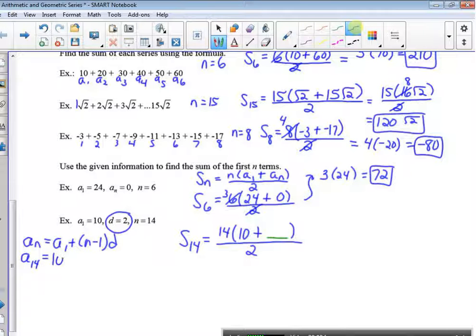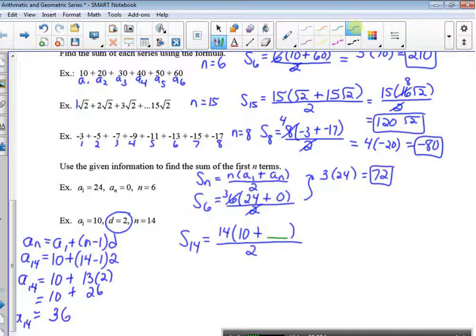We know our first term is 10, and we're looking for the 14th term, because I'm summing 14 total terms here, that's what the n means. So 14 minus 1, and I know that the common difference is 2. So the 14th term is 10 plus 13 times 2, which is 26 plus 10. So a sub 14 is equal to 36.